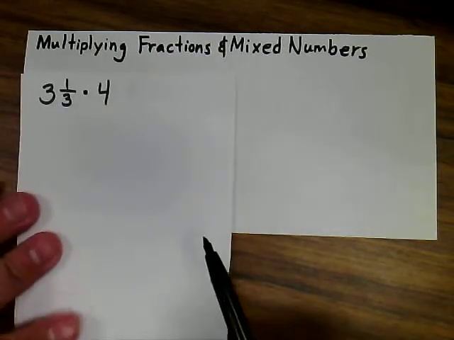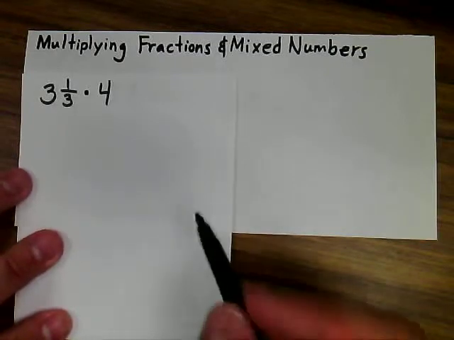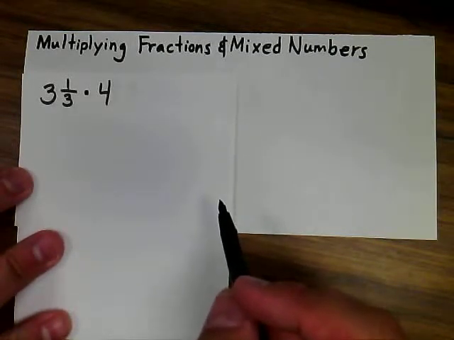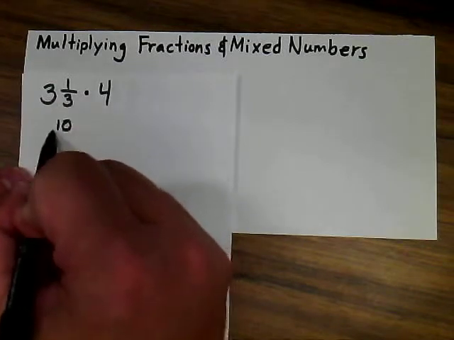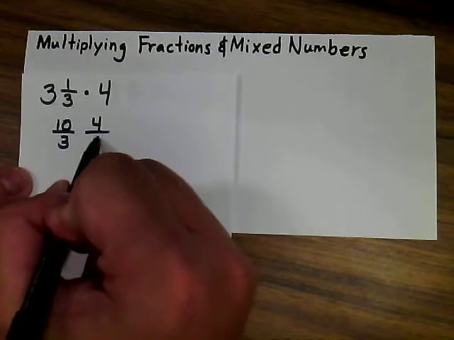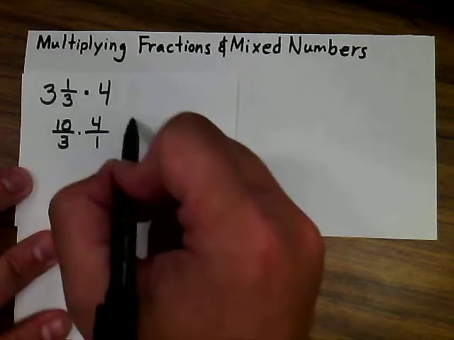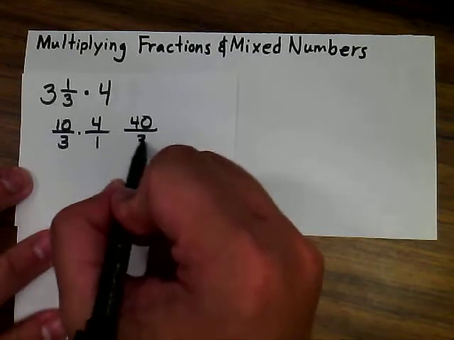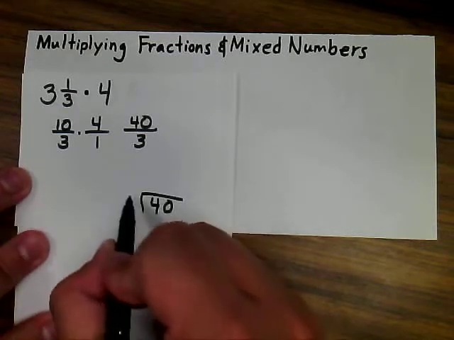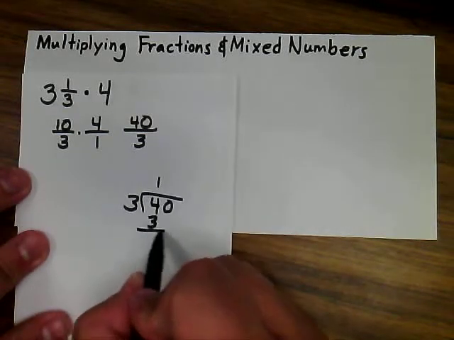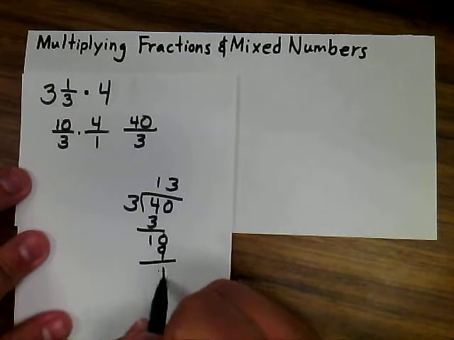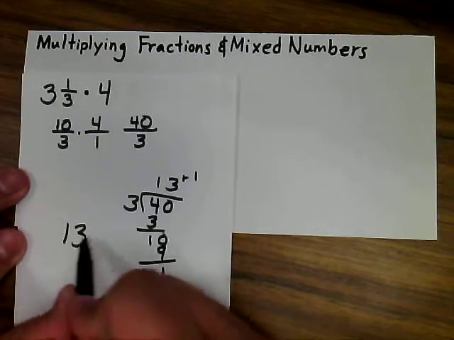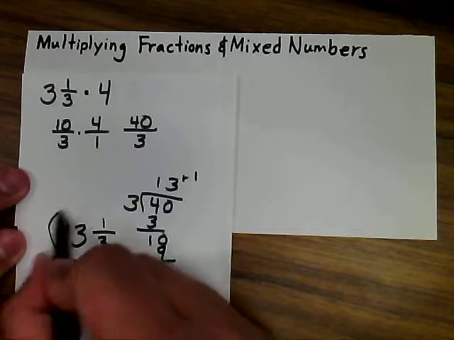Here's an example of a mixed number times a whole number. In the case of a mixed number times a whole number, or in any mixed number situation, you can't multiply the mixed numbers. You have to convert them first to improper fractions. 3 times 3 is 9, plus 1 is 10 over 3, and then again 4 over 1. 10 times 4 is 40, 3 times 1 is 3, and again, we'll divide 40 divided by 3. 3 goes into 4 one time with the remainder. 3 goes into 10 three times with a remainder of 1. And so my answer is 13 and 1/3.